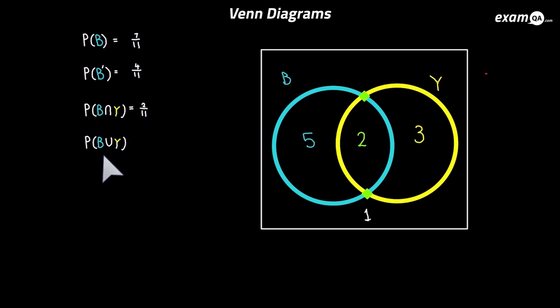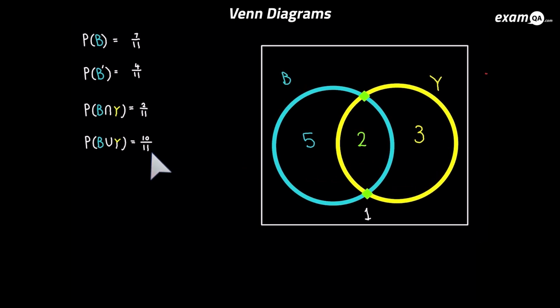And the last one is probability of B or Y. So I'll give you a moment to have a go at this one. And B or Y, if you remember correctly, is everything in the circles. It's the 5, that belongs to B or Y. The 2, that's part of B or Y. And the 3, that is also part of B or Y. So we add up all those 3 numbers, 5 plus 2 plus 3. And that gives us 10. And of course, it's 10 over the total being 11.